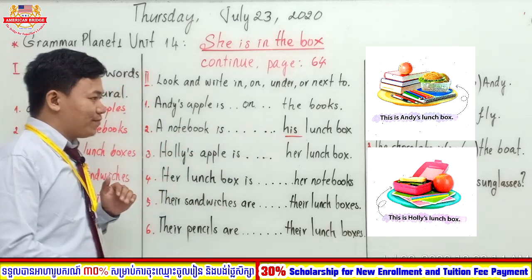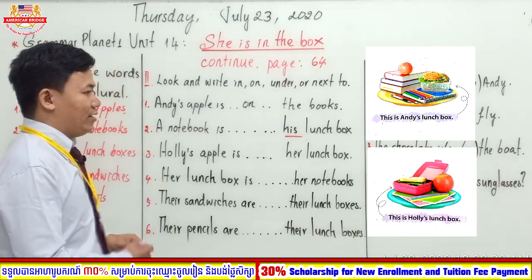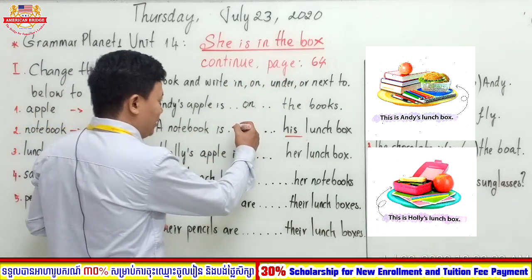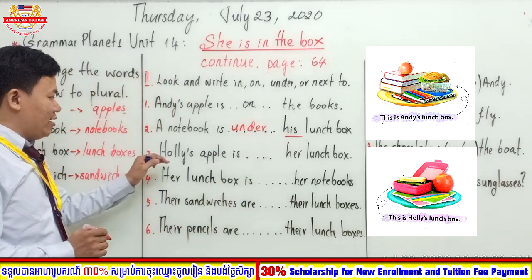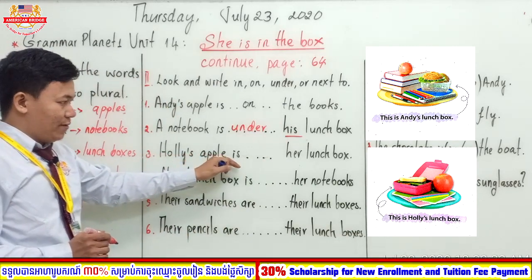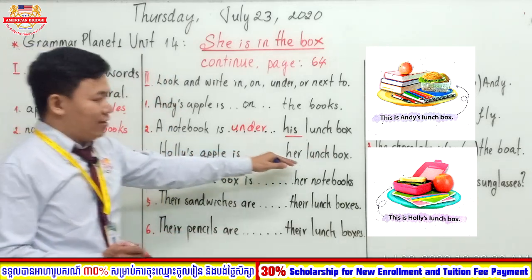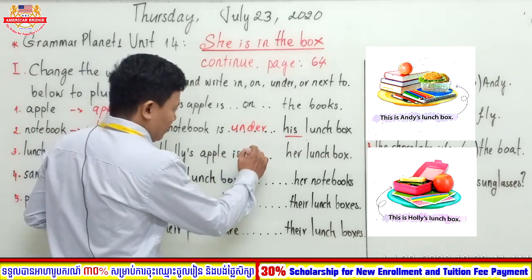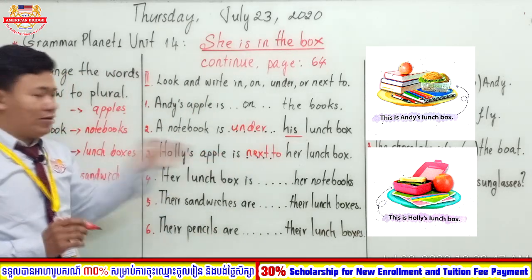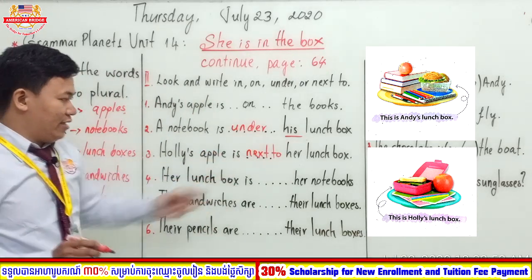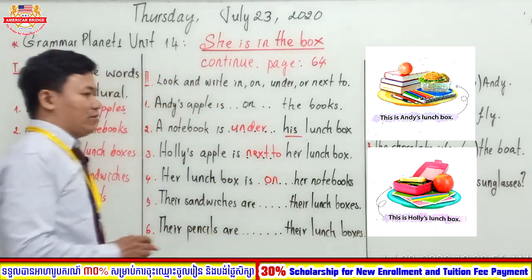Okay, everyone, so look at the picture. We choose one preposition of place to fill in here. Great. So we put the word, what everyone? Under. Right? Under. How about number 3? Holly's apple is her lunchbox. So we put next to, right? Looking at the picture, we need to put next to. Her lunchbox is what, everyone? Okay. On her notebooks. Okay.